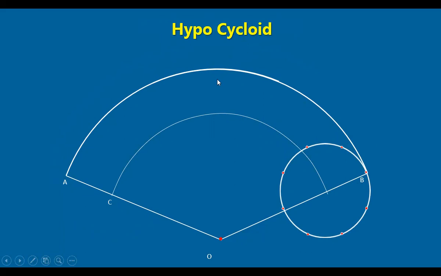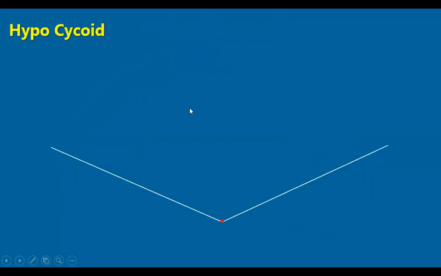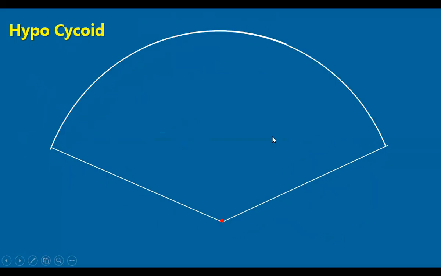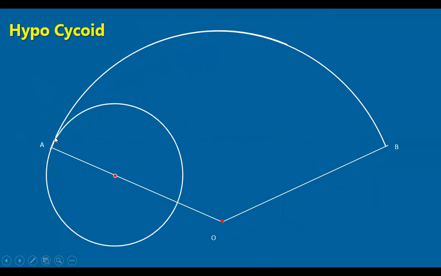So we are going to trace the path of the point on the circle. Now let us see the construction of it. You take the angle between two lines as 2 pi into small r by capital R, where small r is the rolling circle and capital R is the base arc. So you take a circle which is rolling inside this arc. We have taken some point on this circle, and let us see the path traced by that point.